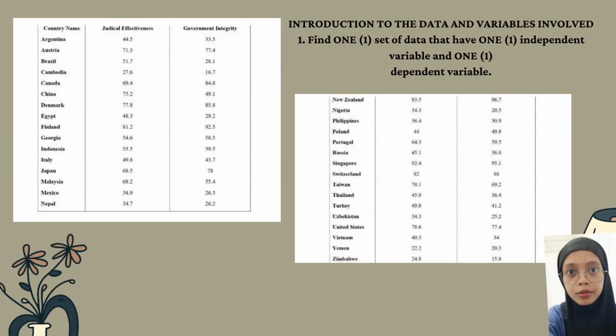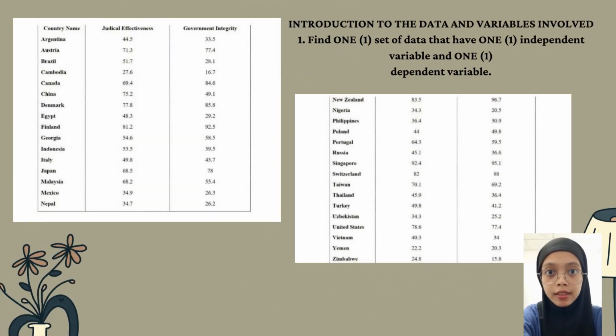Assalamualaikum warahmatullahi wabarakatuh. My name is Siti Marjana binti Sharizal, my matric number H2182662. Today, in this slide, I will present part B, which is to find one set of data that has one independent variable and one dependent variable. Our group has taken data from the internet, the Economic Freedom Index 2018.